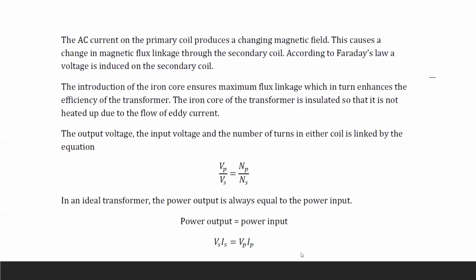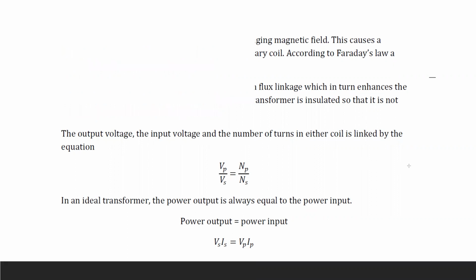And then the losses in the transformer: heat is produced because the current has a heating effect. Heat is produced, so power can be lost in the form of heat. Another loss is due to eddy current.